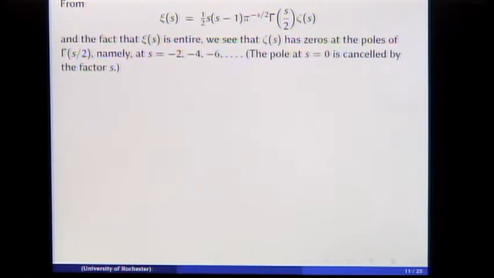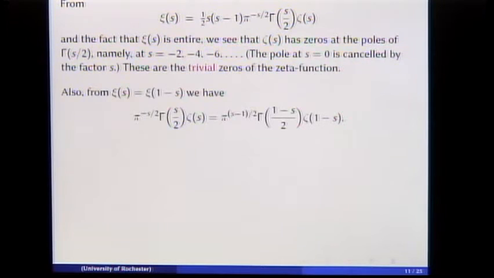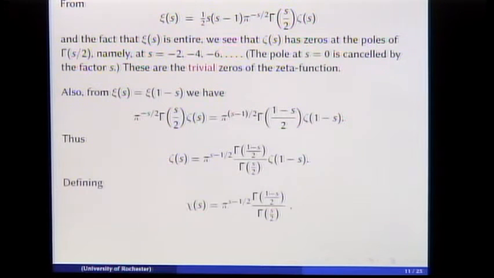Just to remind you of something I said earlier today, remember that the functional equation looks like this. This is without the half s minus 1. Thus, if you divide by the gamma factor stuff, you get an expression for zeta of s and zeta of 1 minus s that looks like this. And this factor, which you'll see again, is chi of s.